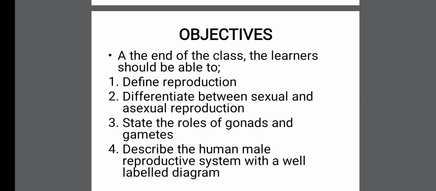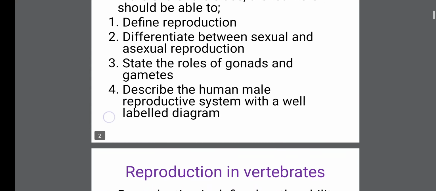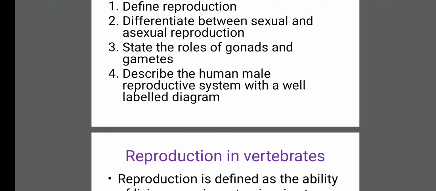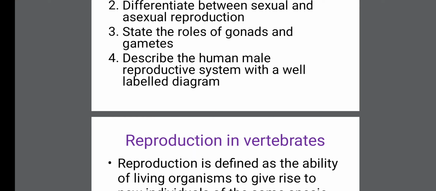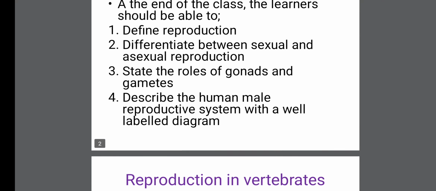Talking about these parts, what I want my students to know at the end of the class is the learner or the student should be able to define reproduction. That is, you should know what reproduction is. You should differentiate between the two types of reproduction, the sexual and the asexual reproduction. State the roles of gonads and gametes in reproduction. Describe the human male reproductive system with a well-labeled diagram. This is what I want you to learn under these parts.